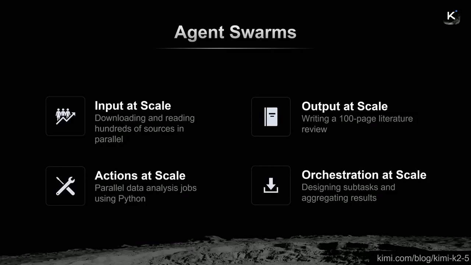And we can certainly scale it in different dimensions. We can scale the inputs. For example, we can download and read hundreds of sources or even maybe thousands of dossiers in parallel. Or you can write a 100-page literature review in parallel. Or you can take actions at scale. You can perform data analysis for 10 different tasks. And also, it is orchestration at scale. You have to learn to design subtasks and aggregate the results.